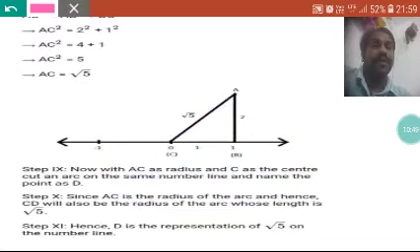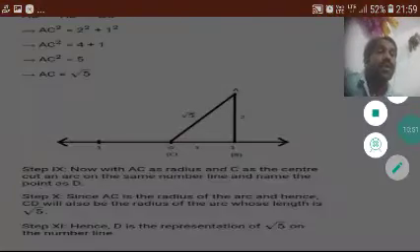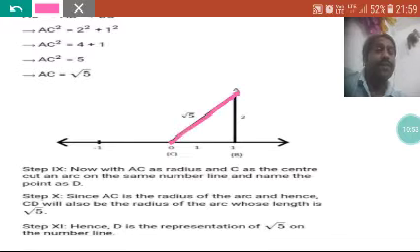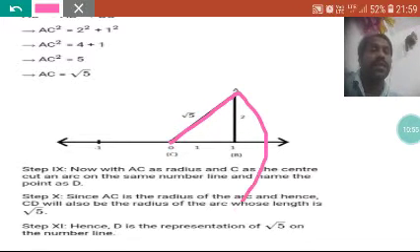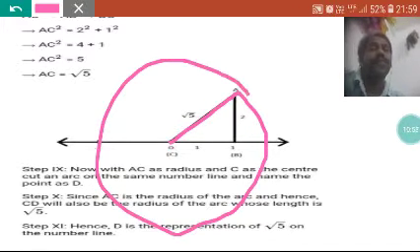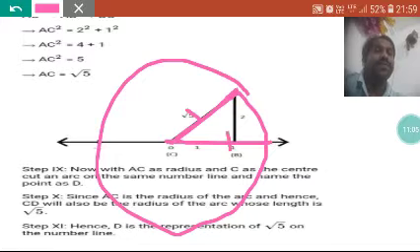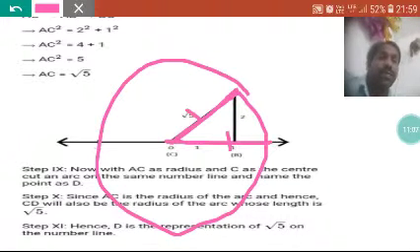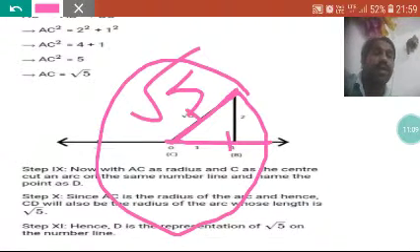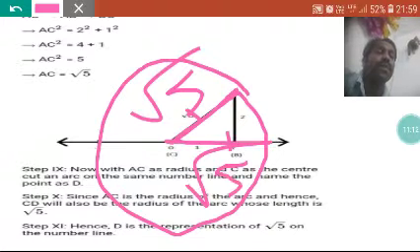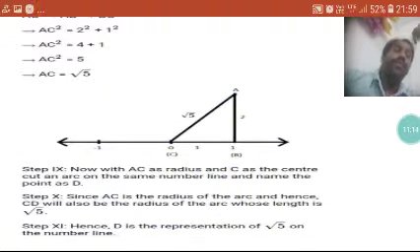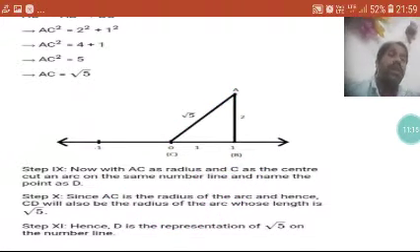See now, see nicely. If I take this as the radius and draw a circle, it will be like this. That means this distance which is on the number line and this distance which is the radius are both the same, because they are the radius of the circle. So this is root 5, then this is also root 5. So this is the concept of representation of irrational numbers on the number line.